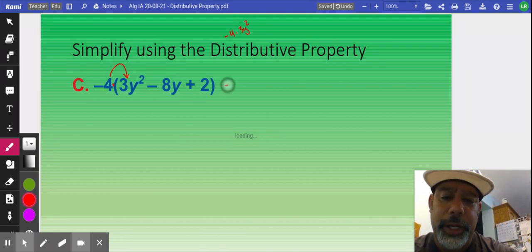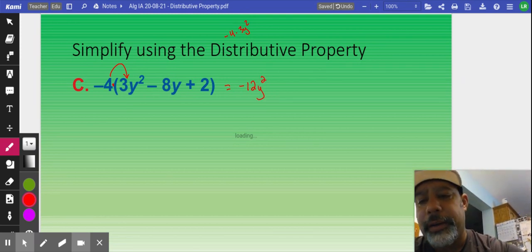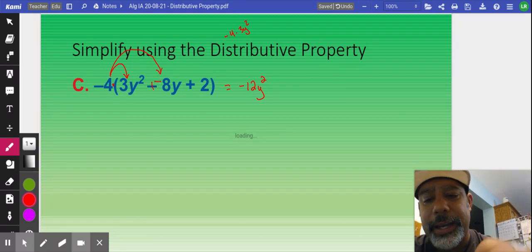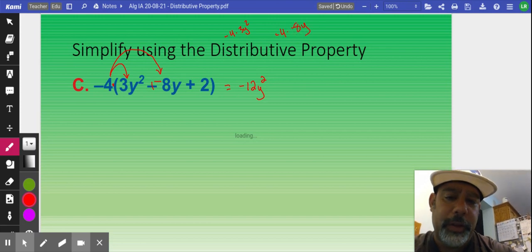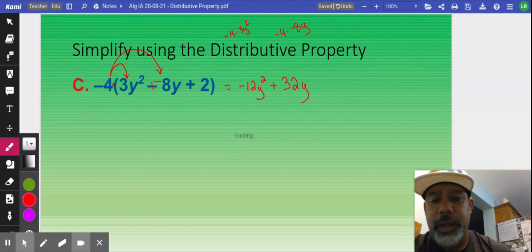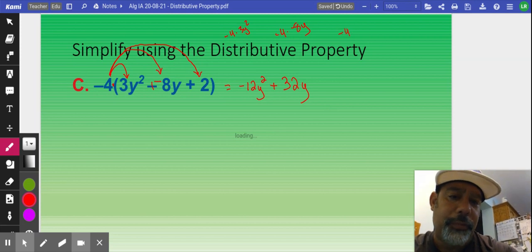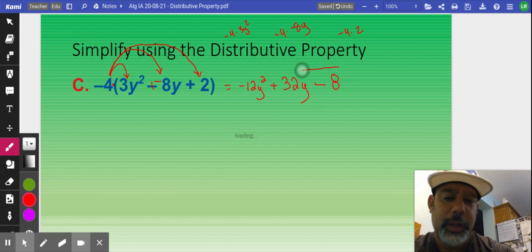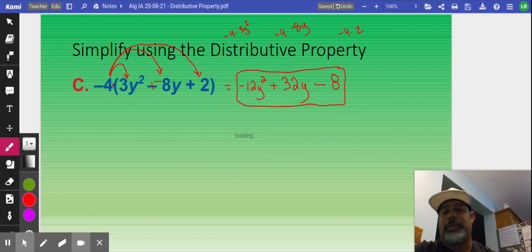Negative 4 times 3 is negative 12y squared. We then have negative 4, and we have to make sure we see this as a negative 8y. So negative 4 times negative 8y, that's going to be positive 32y. And the last part, we have negative 4 times 2. Negative 4 times 2, that is going to be negative 8. And then we do the hokey pokey and turn ourselves around, because that's what it's all about.